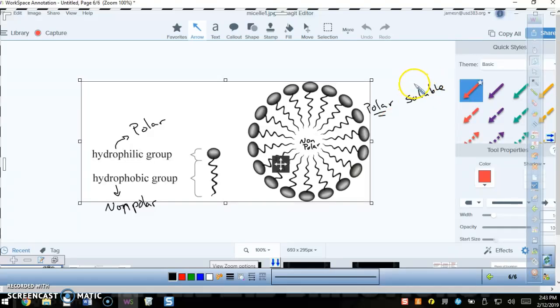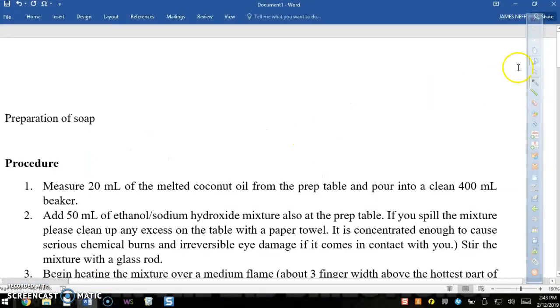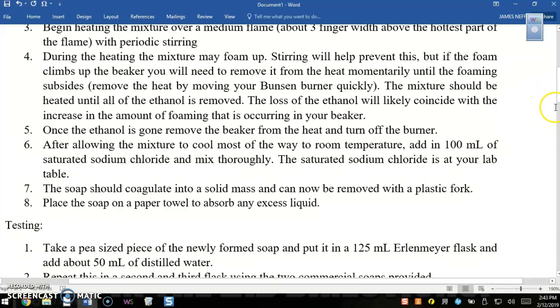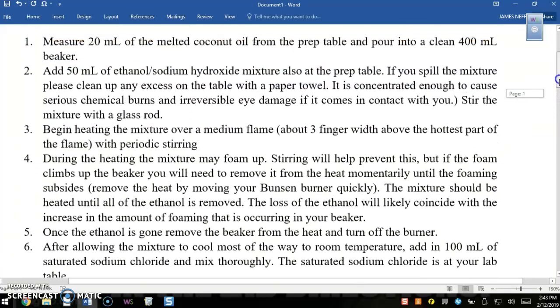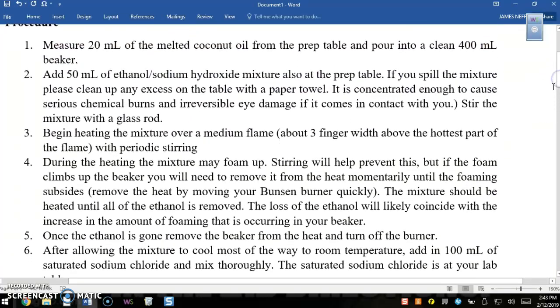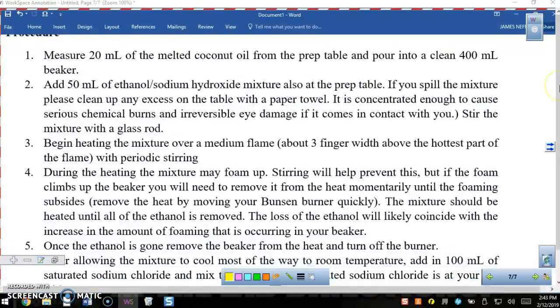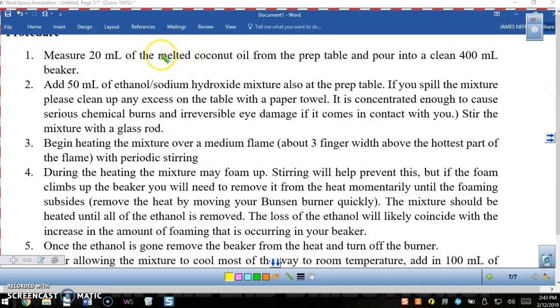Now, as far as procedure goes, when we're looking at procedure, this is a relatively simple process, but there are a couple things we want to point out. We're going to start with melted coconut oil, and that melted coconut oil will be at the center table. It'll be pre-melted, so it'll be heated and melted for you.